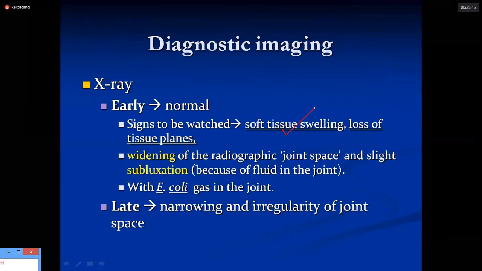If the disease progresses, the articular cartilage starts getting damaged, there will be widening of the joint space, and a slight subluxation of the joint will be present because of the fluid within the joint. And if there is infection with E. coli, there can be presence of gas within the joint. In late cases, since the articular cartilage has already been damaged, there will be narrowing and irregularity of the joint, and we can sometimes see bony fusion of the joint.